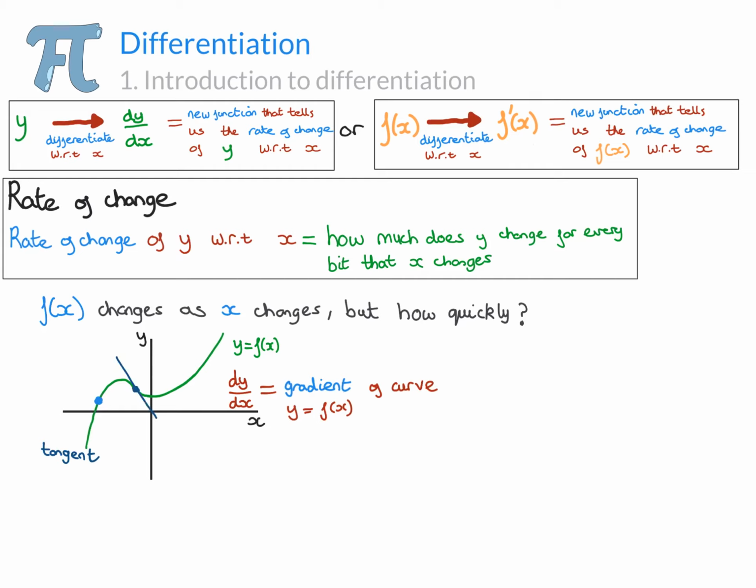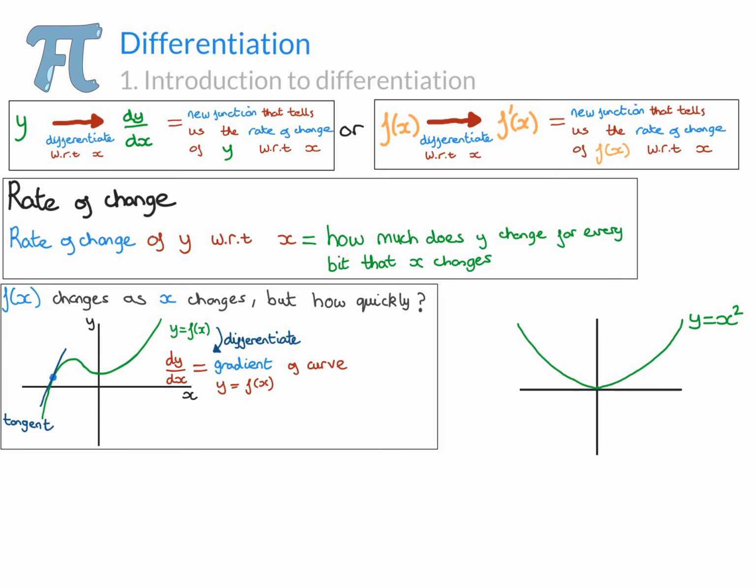So here it is negative, here it is 0, and here it is positive. We want a function that will tell us the gradient of this graph at every x value. And differentiation is what brings us from the original function to this gradient function that we want, which we call dy by dx. Here I have drawn the function y is equal to x squared, and I'm going to tell you that the differentiated function dy by dx is equal to 2x in this case.